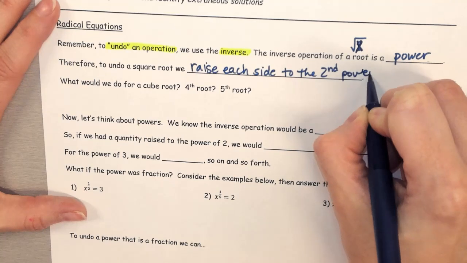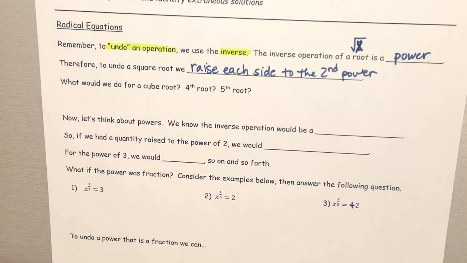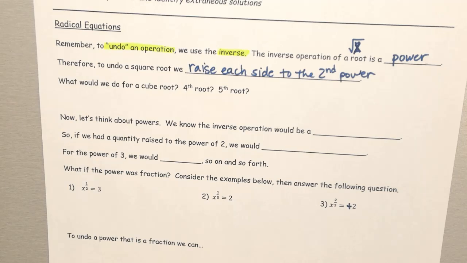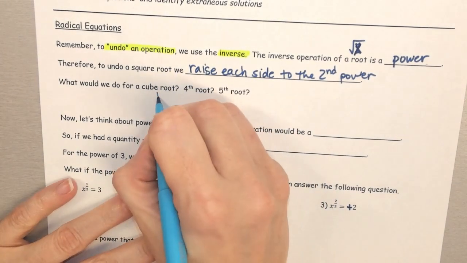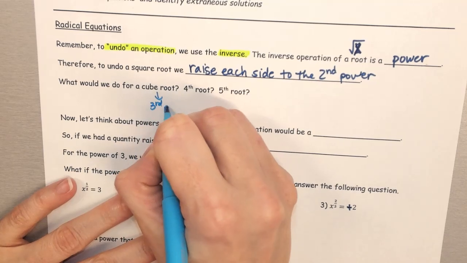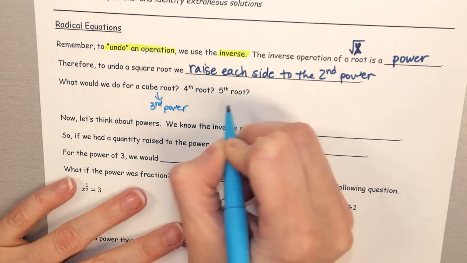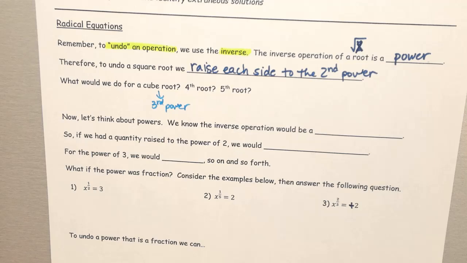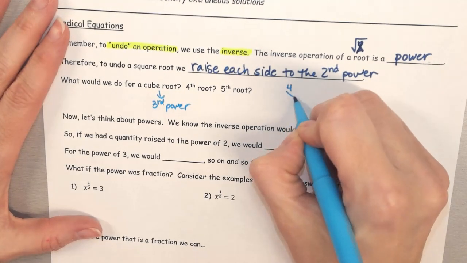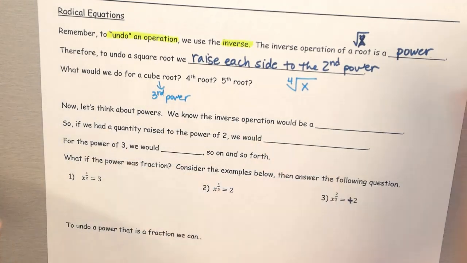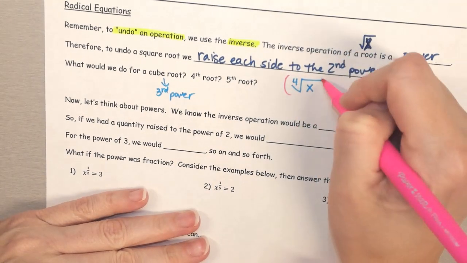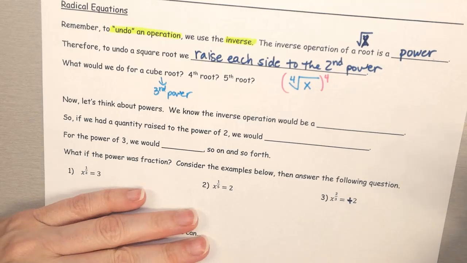This is a key step to solving, so that's absolutely something I'm going to be looking for in your work, that you're showing what you're doing to both sides. Then if you have a cube root, you're going to raise each side to the third power. Fourth root, fourth power. Fifth root, fifth power, and so on. So you might have something like the fourth root of x. When you raise each side to the fourth power, you'd be left with the radicand.